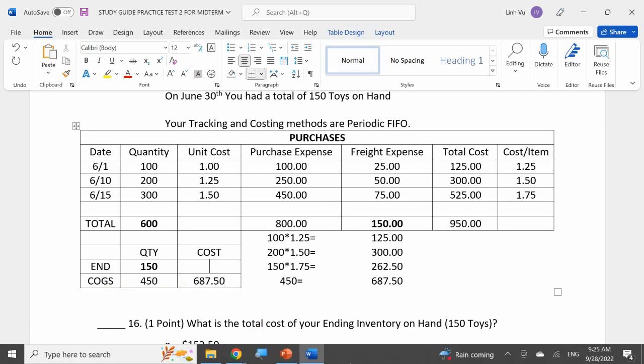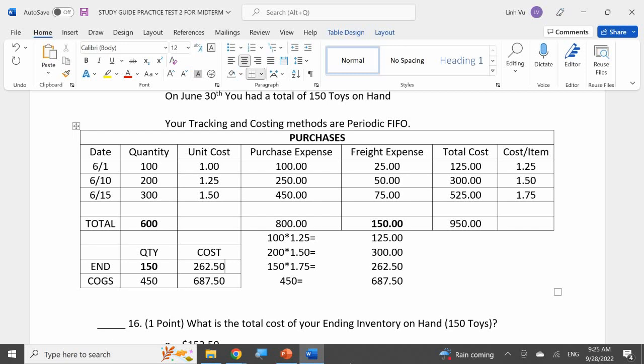So then you have 150 units left. What's my grand total cost ending balance? $262.50, right? You could either take it from your $950, because that's what you have available to sell, minus the $687.50, you're going to get $262.50.